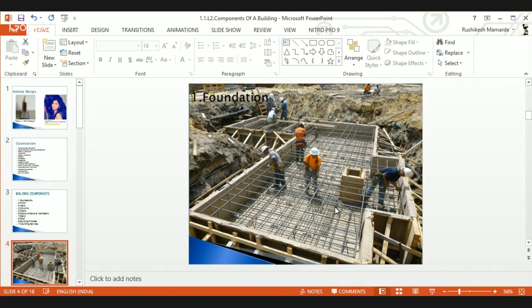So why is it called reinforced? Because there are two components: cement, that is concrete, and steel. Both of them are used together to form this structure. Hence the name RCC, reinforced cement concrete.